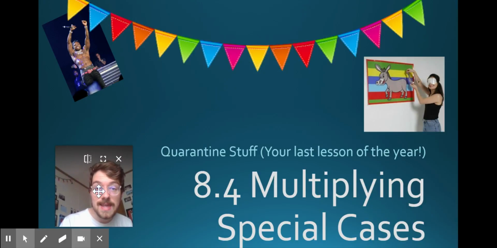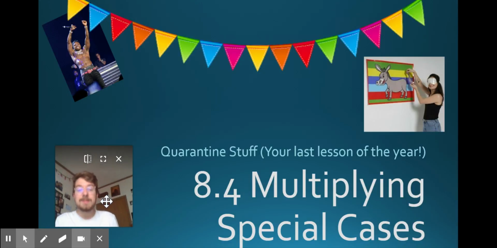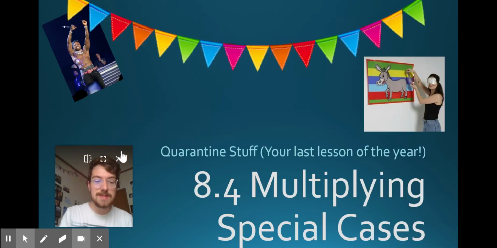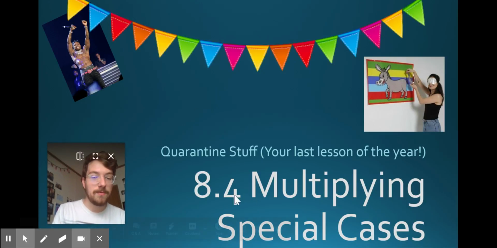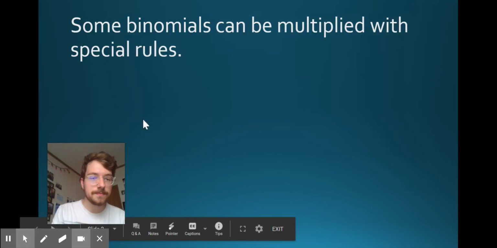But before we get into that, I do want to get into our last lesson for the year, because let's just get it out of the way and then we can enjoy ourselves a little bit and celebrate. So this last section of chapter 8 is going to be multiplying special cases. We're going to be doing more multiplying of binomials like we did last week, but today we're going to be focusing on some situations that are just a little different, ones that we haven't talked about before. So let's get right into it.